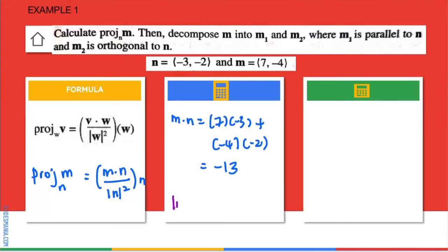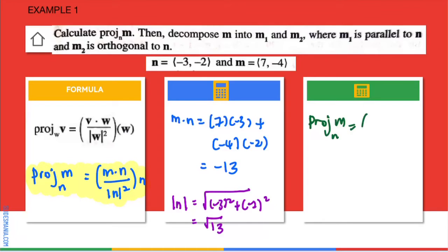The second thing that we need is magnitude N. So the formula is square root of minus 3 squared plus minus 2 squared. So the answer here is square root of 13. Therefore, now we can substitute all of our information in this formula here to find M1. So let's calculate now the projection of M onto N. So you need M dot N over magnitude N squared multiplied by N.